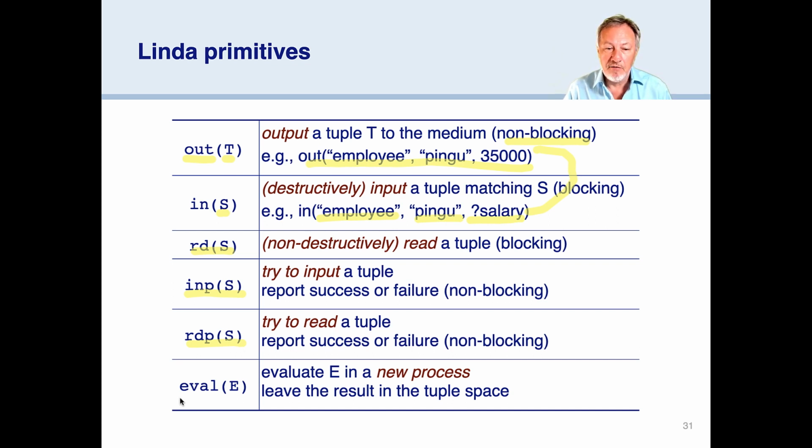And finally, eval of E is an expression that represents a process that will execute, and when that process is finished, it should leave the result in the tuple space. So the effect in the end is like running the process and producing an out at the very end.